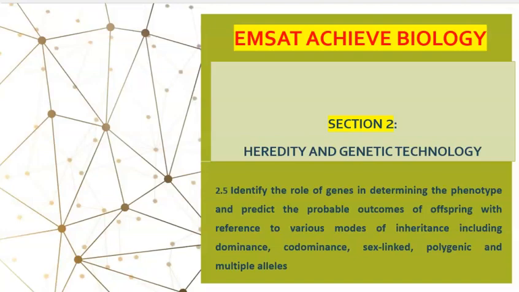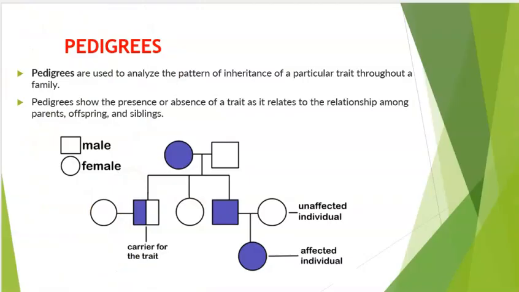Let's look at what we mean by a pedigree. A pedigree is basically a pattern of inheritance that runs in the family. The first thing that you have to know in this are the symbols. The circles always represent a female and the square represents a male. So when it's a half circle or a half square, it's a carrier.